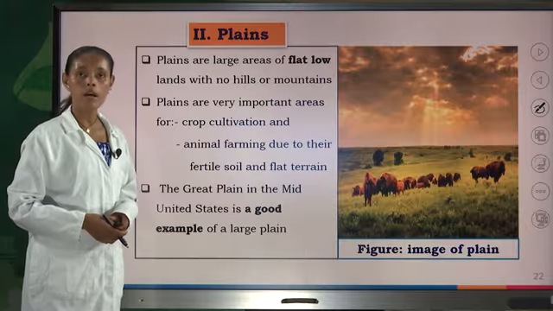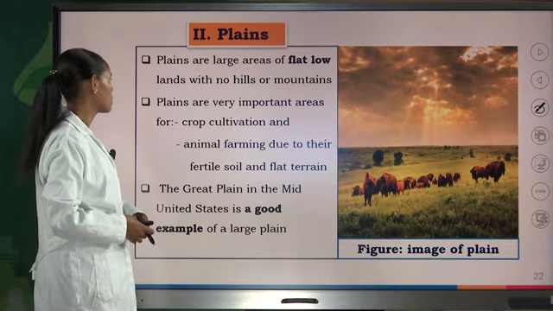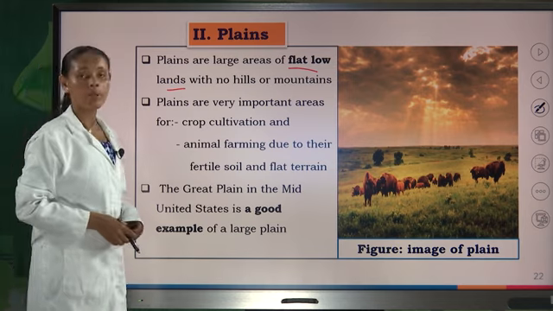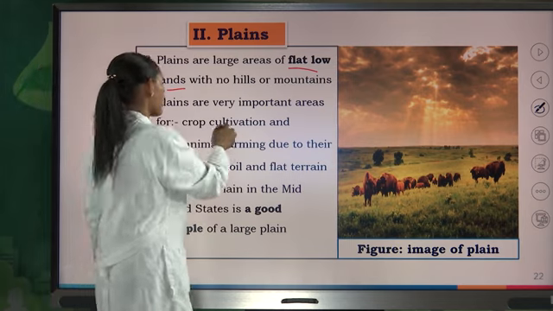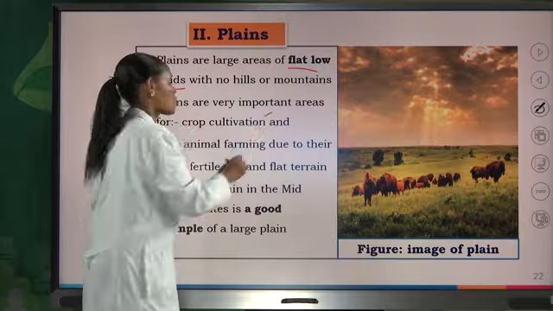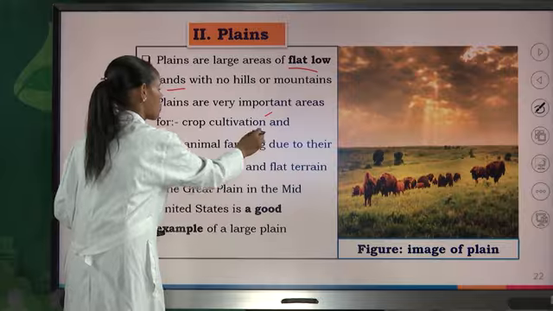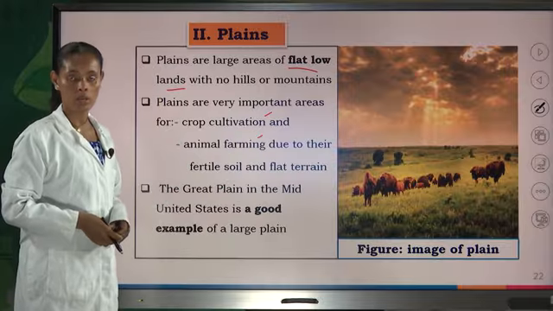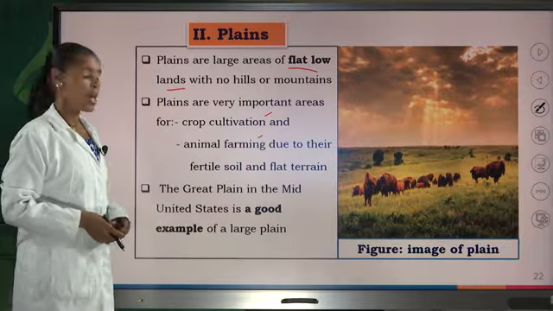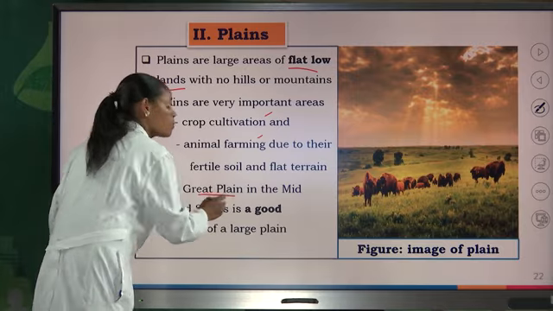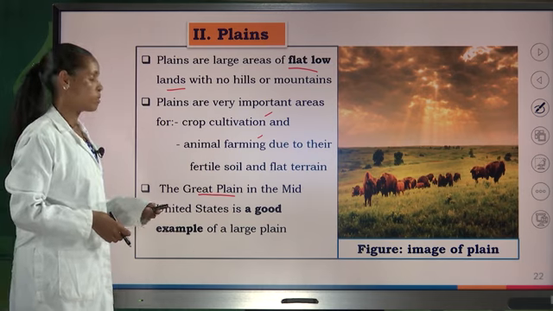The second major landforms are plains. Plains are large areas of flat lowlands with no hills or mountains. This one is the image of plain. Plains are very important areas for crop cultivation and animal farming because they have fertile soil and flat terrain. A good example of a large plain in the world is the Great Plain in the mid-United States.